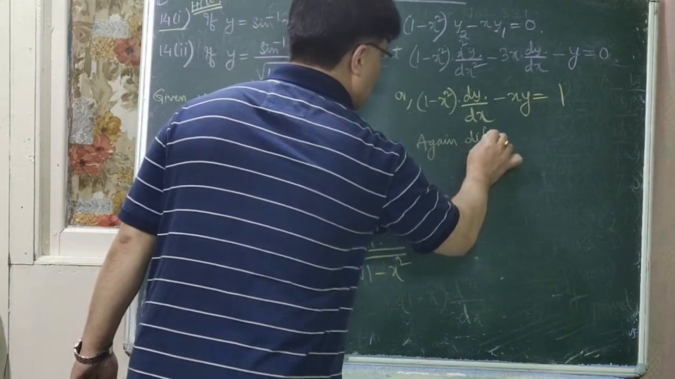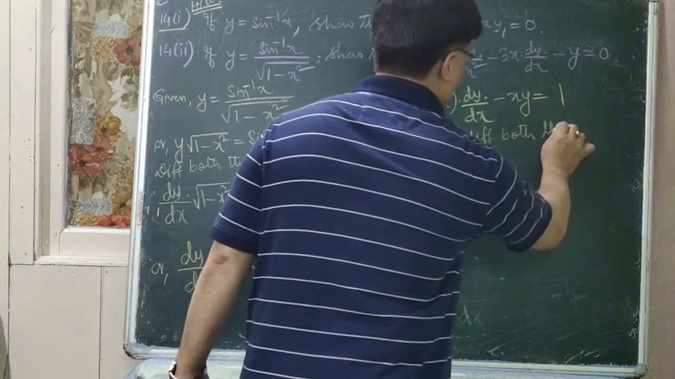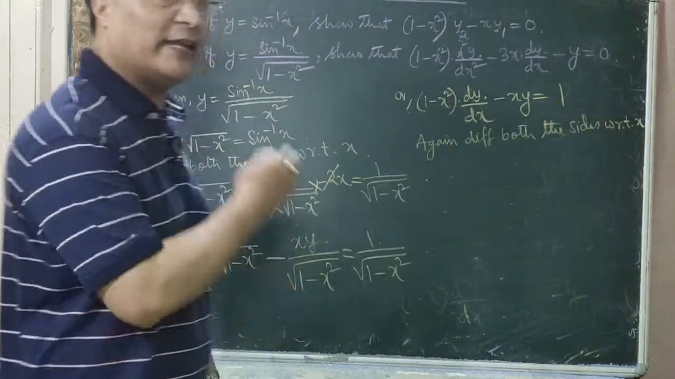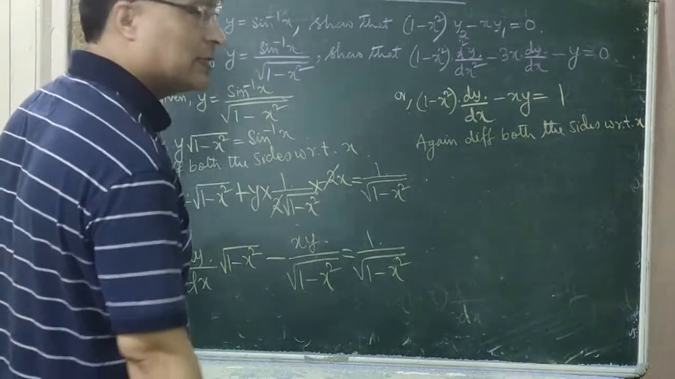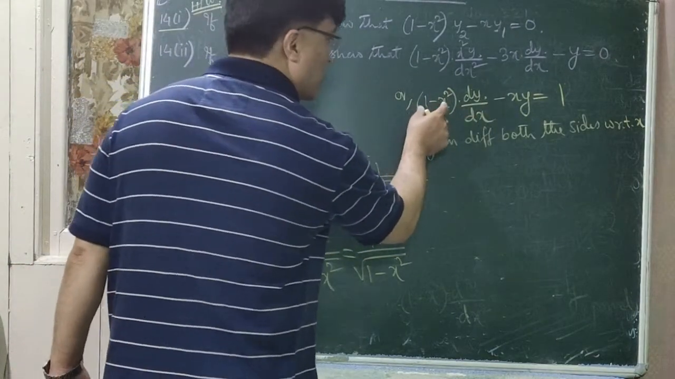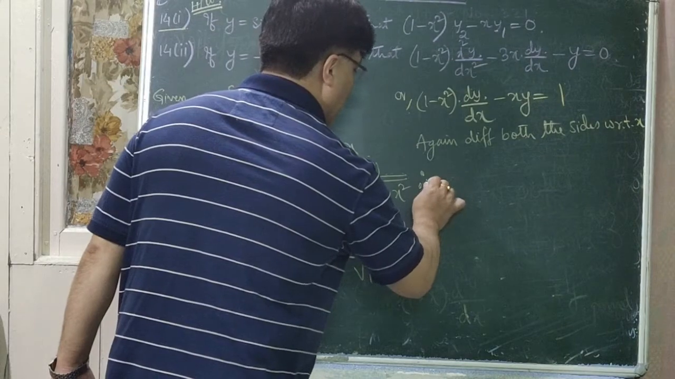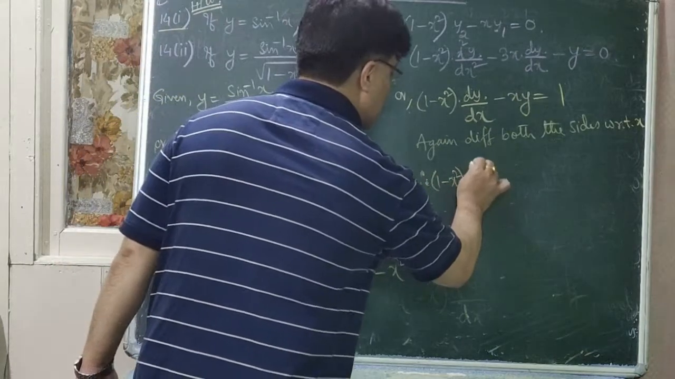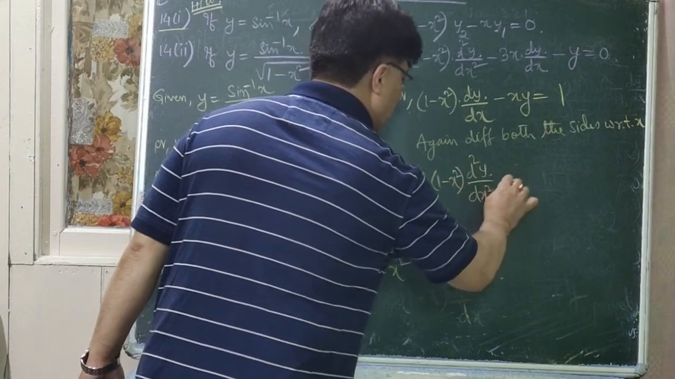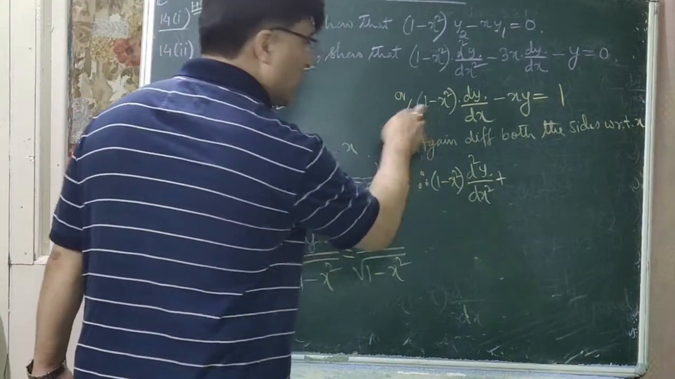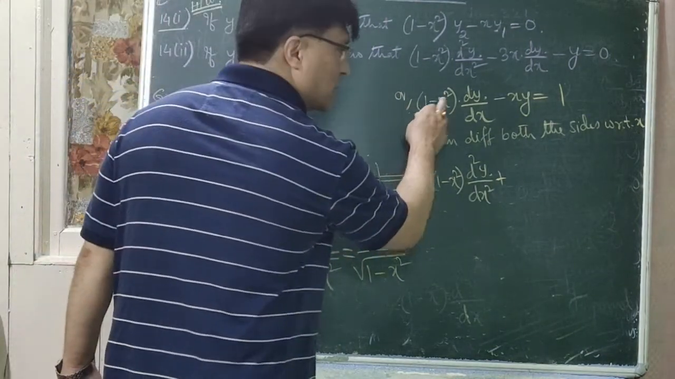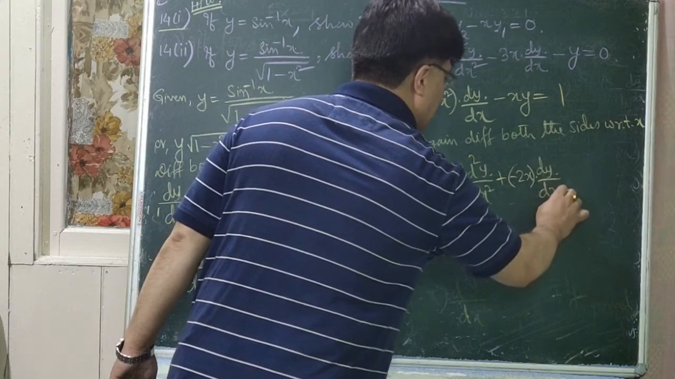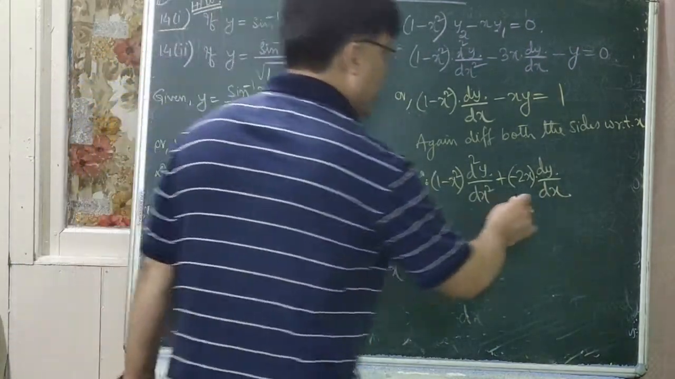So again, differentiating both the sides with respect to x. So what do we get? You can use UV rule here because this is the product of two functions. So 1 minus x square is kept as it is. Now differentiate dy by dx with respect to x. It is d2y by dx square plus. Now differentiate 1 minus x square with respect to x. For 1 it is 0 and for minus x square it is minus 2x into dy by dx is kept as it is. Okay. Then minus.